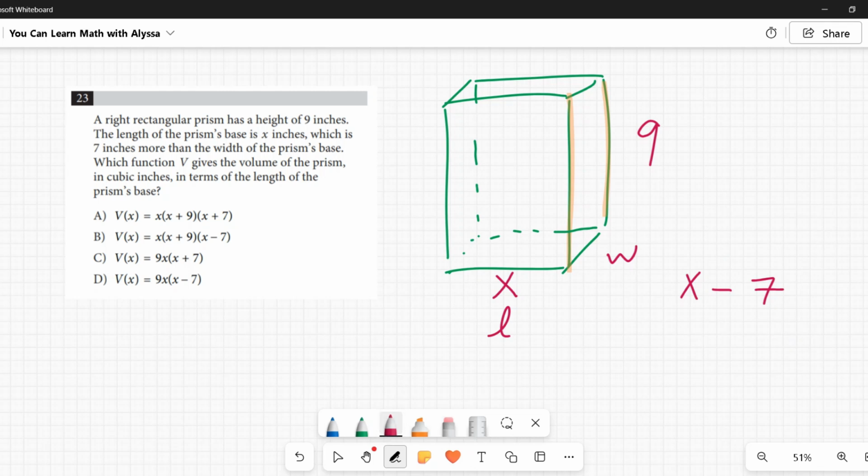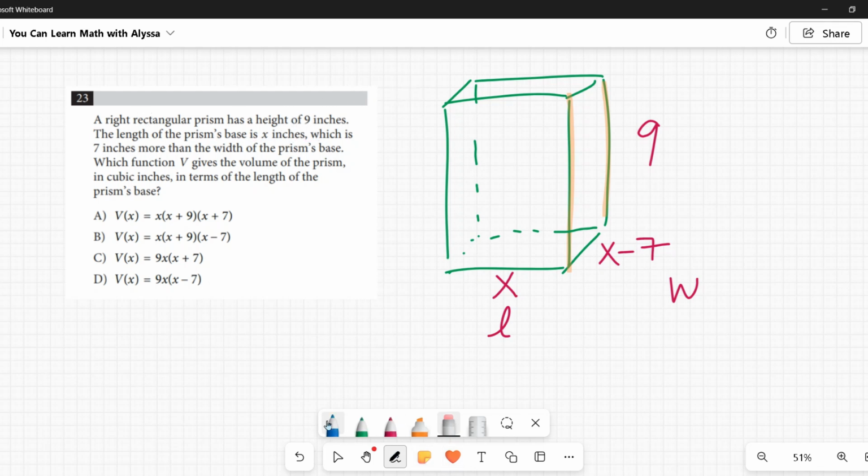All right, so now I have my 3 sides. I have my length, I have my width, and I have my height. And I'm going to reverse these. I'm going to write the x, then x minus 7, and that's my width. There we go. Now, which function v gives the volume of the prism in cubic inches in terms of the length of the prism's base? They're just meaning you don't have to solve for x. There would be no way to solve for x in this case, frankly. But when they're saying in terms of the length, we were told that the length was x. So you can just leave the x in there. Don't worry about trying to get rid of the x.